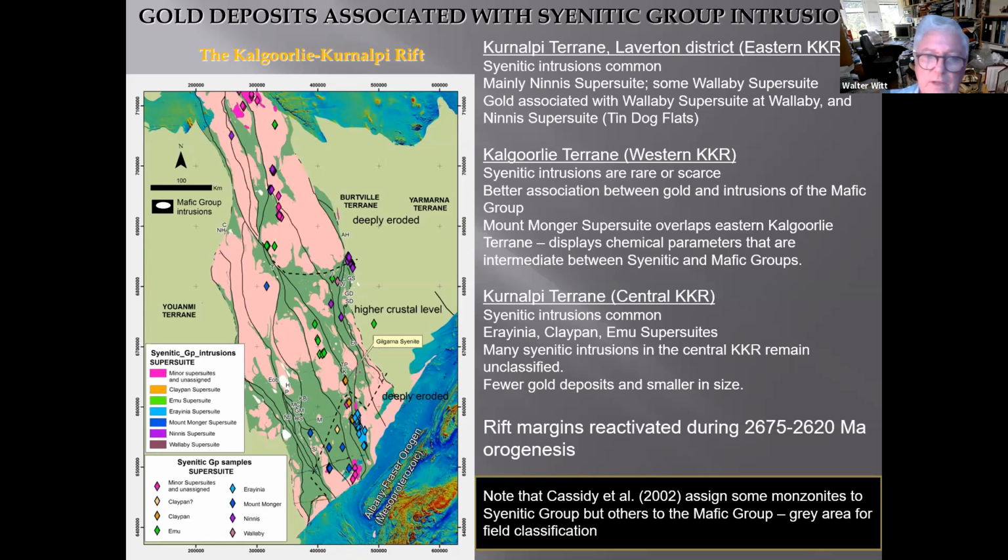I'll point out that the Yilgarn syenite just south of Karari is classified as Claypan supersuite, but my view is that the intrusions at Karari are actually part of the Mount Munga suite, and I will hope to convince you of that as we go along.